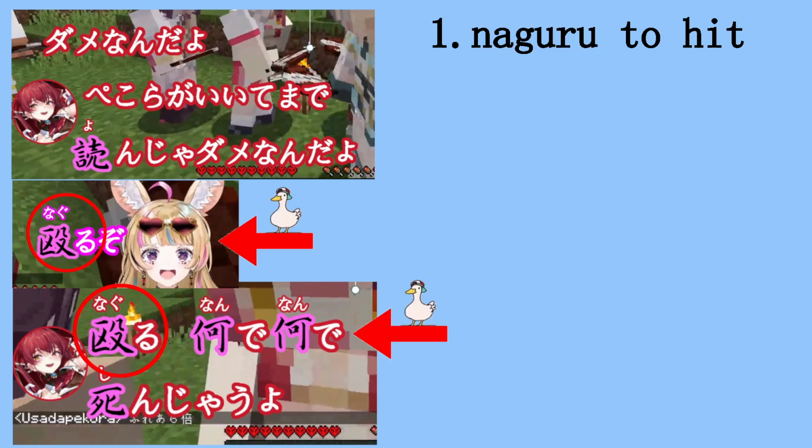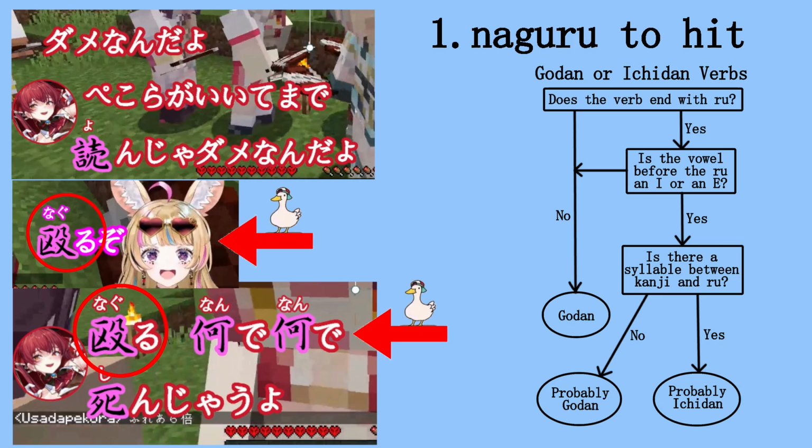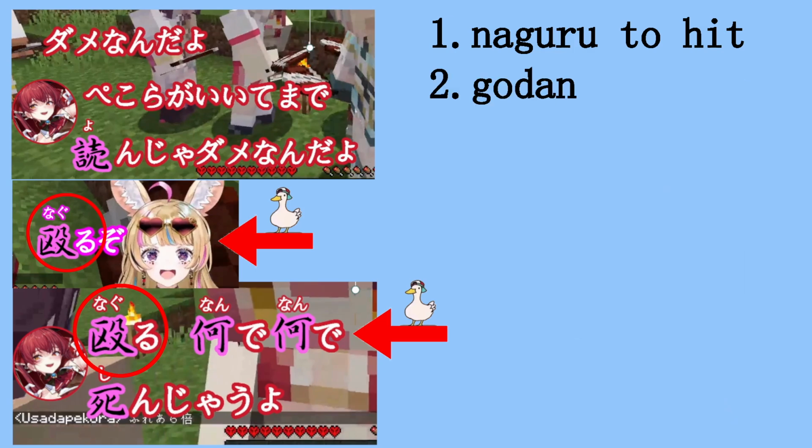Polka and Marine say both the word naguru in the dictionary form. However, Polka adds the ending particle zo, which makes it sound more intense and a bit more threatening. Second question, is it an Ichidan or a Godan verb? Let's check the flowchart. Does it end in ru? Yes. Is the vowel before the ru an I or an E? No. So this means it's a Godan verb.